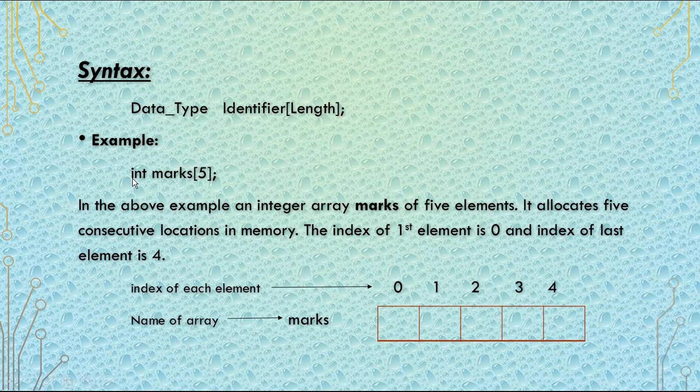So here is an example of this syntax, like int marks[5]. Int is the data type, marks is the identifier or name of the array, and 5 is the length in square brackets. In this example, the integer array marks is declared with 5 elements. It allocates 5 consecutive locations in memory. The index of the first element is 0 and the index of the last element is 4. The index starts from 0, not from 1. These memory locations are not from 1 to 5, they are from 0 to 4, meaning the index will start from 0 until length -1, which is 4. These are called the index of each element, and that is the name of the array marks, and that is the memory allocated by this variable marks.